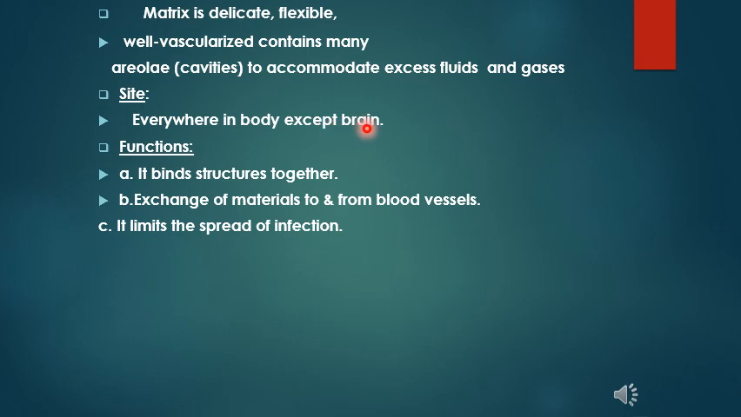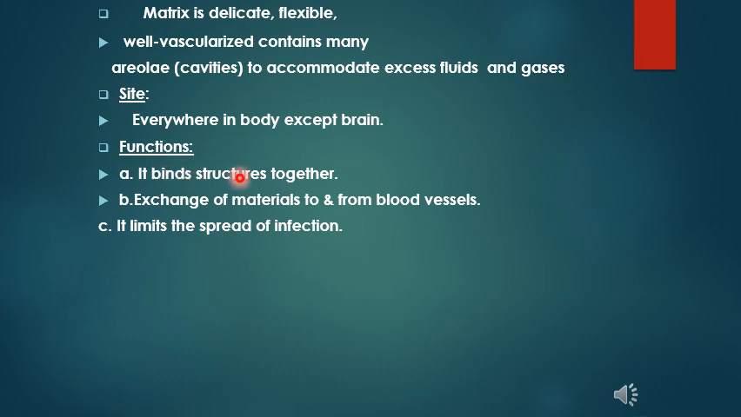Why? In the brain, the skull is solid, surrounding the brain, which is soft. Any tissue containing cavities that accommodate fluid will not press on the skull, it will press on the brain. So it will lead to pressure on any center, causing severe damage to the brain. That's why there is no loose areolar connective tissue in the brain.